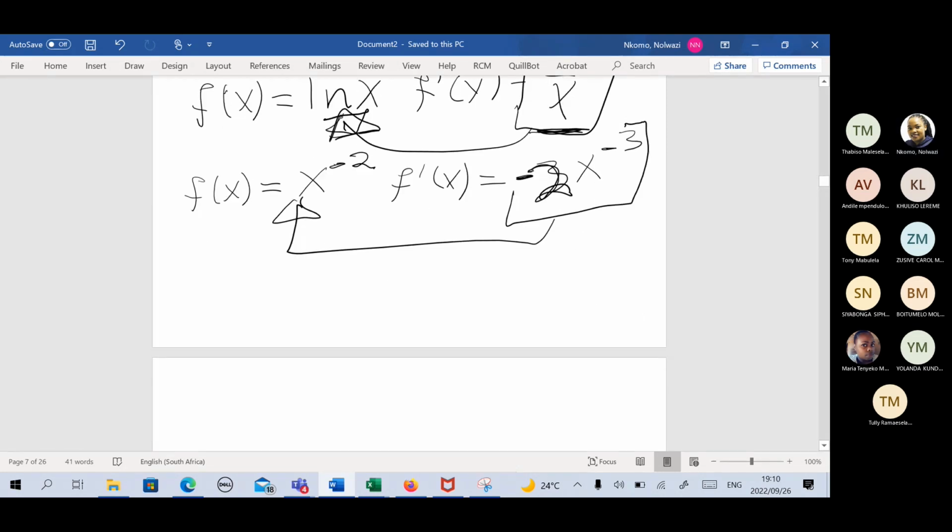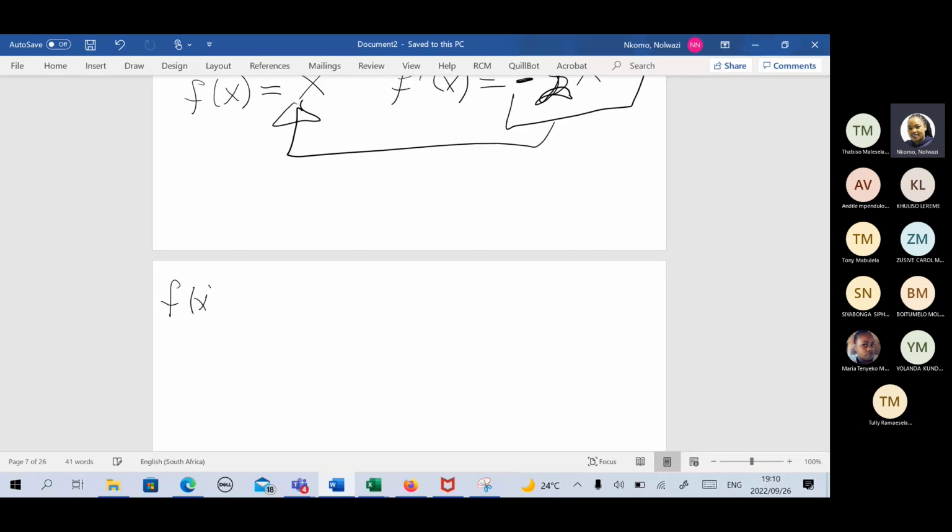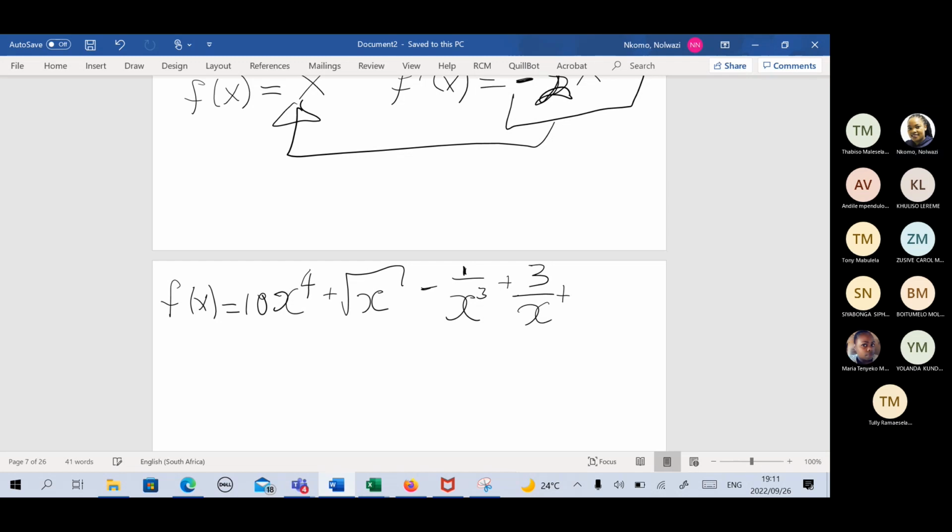Okay, let's try another example. Let's say we are asked to integrate 10x to the power 4 plus root x minus 1 over x cubed plus 3 over x plus, let's say, 100. Meaning you are asked to find the integral of this function, right?